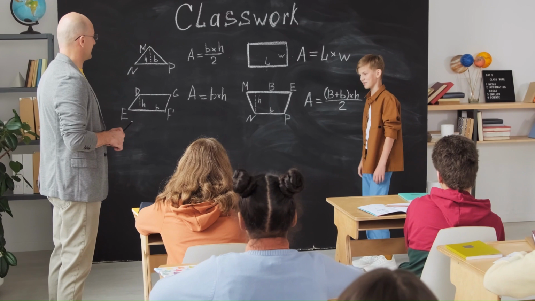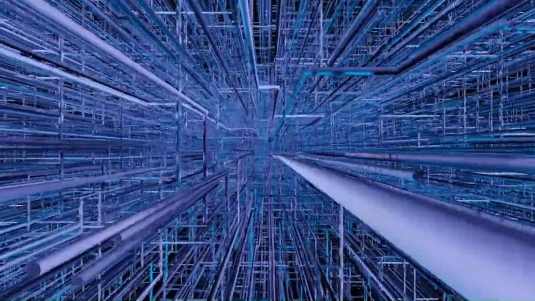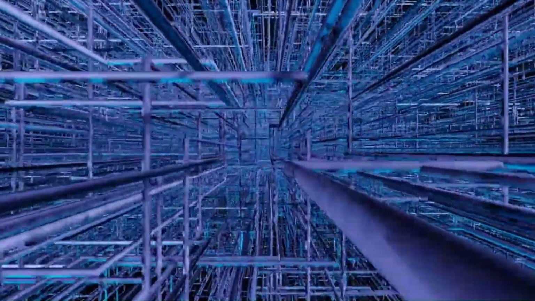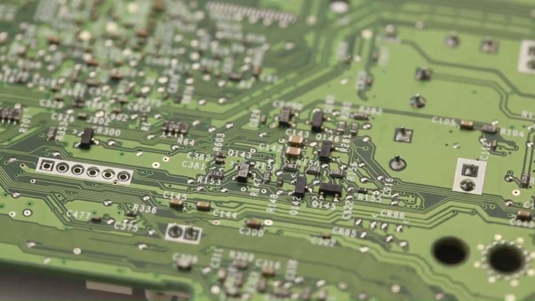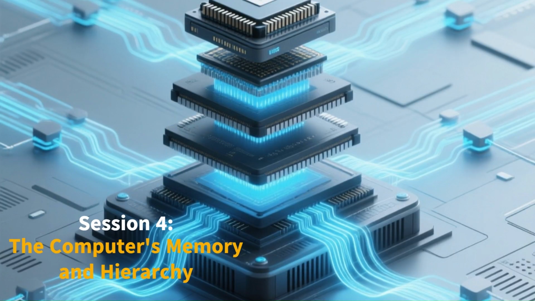When you understand how microprocessors work, you can start to appreciate the complexity and simplicity of modern technology. It's like a beautifully organized machine, with billions of tiny parts working together. Session 4. The computer's memory and hierarchy.